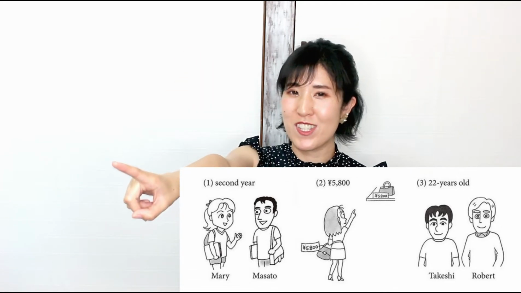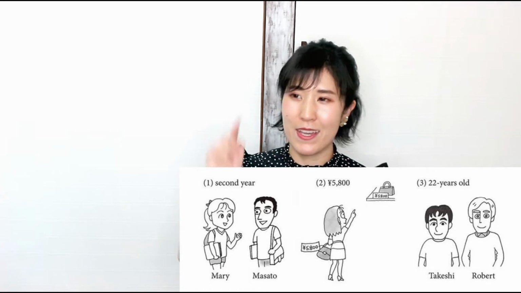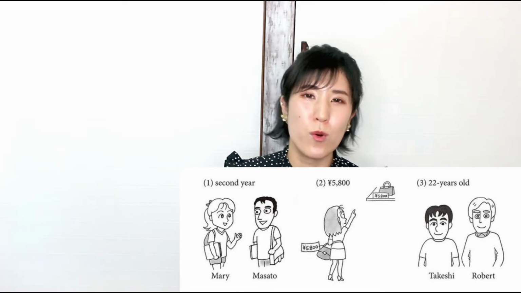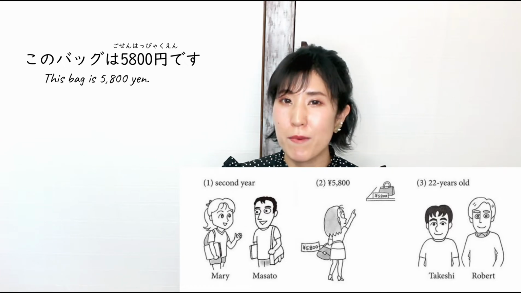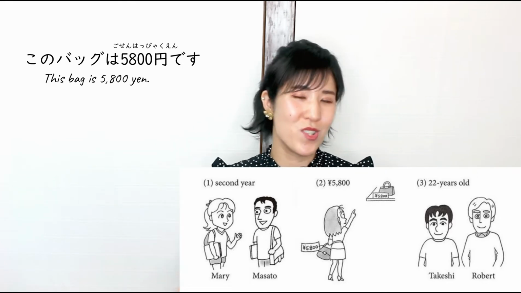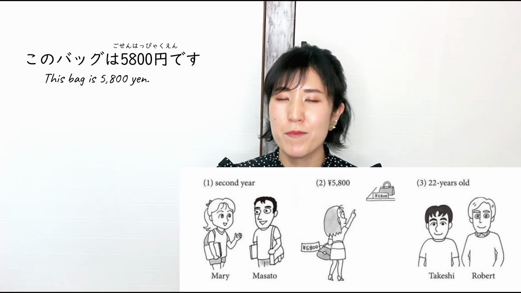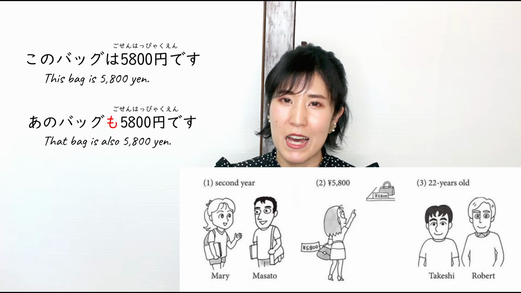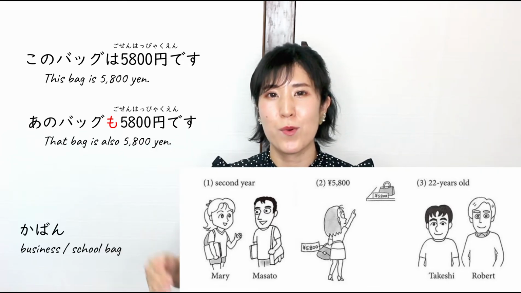Okay, now number two. This is saying that this bag is 5,800 yen. That bag is also 5,800 yen. This is from a previous lesson. Do you remember how to say this bag and that bag? このバッグは, or このカバンは5,800円です。What about that bag is also 5,800円? あのカバンも5,800円です。Okay?